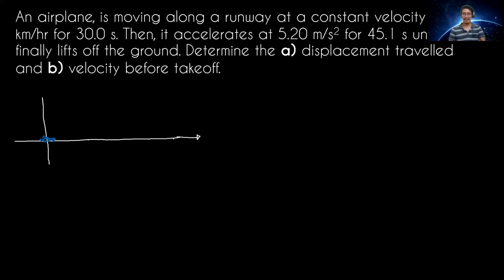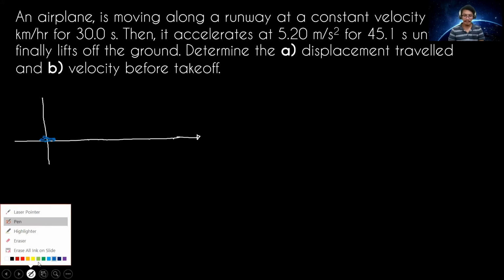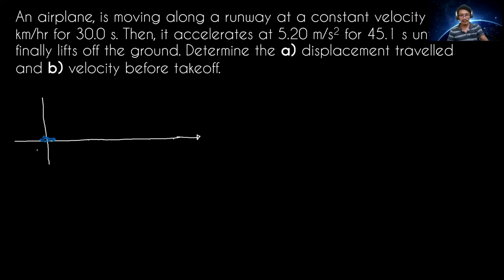Okay? So, for example, this is the start of our motion. And at the start of our motion, the airplane is already moving. It is already moving at a constant velocity. So that means at the start of our motion, there is already an initial velocity, which is 14.8 kilometers per hour. Nakasulat na. And then, for 30 seconds, it moves at 14.8 kilometers per hour.